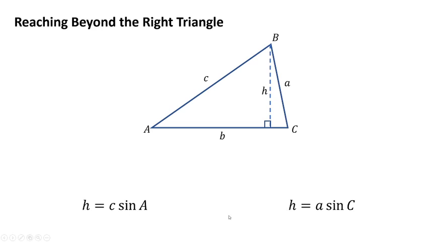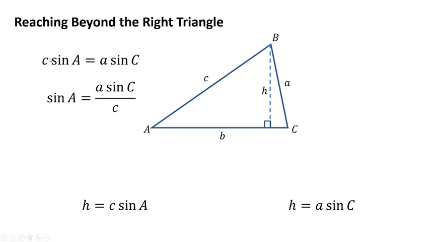We can make use of these two relationships here. If both of these things are equal to h, then they must be equal to each other. And so c sine of A is equal to a sine of C. And if I divide both sides by side c, little c here, I get this. And if I divide both sides by little a, side a, I get this. This is the law of sines.